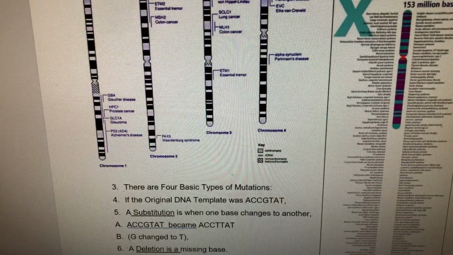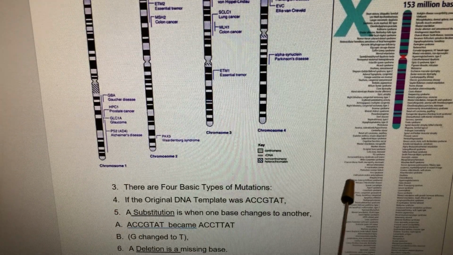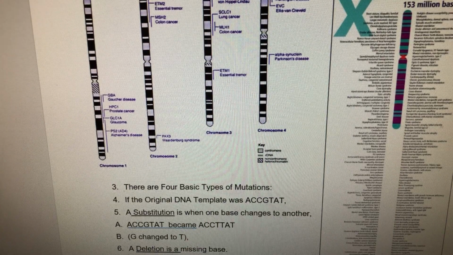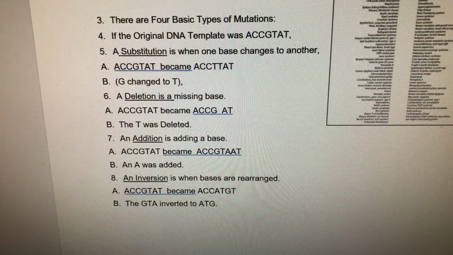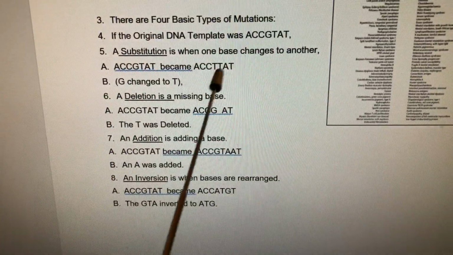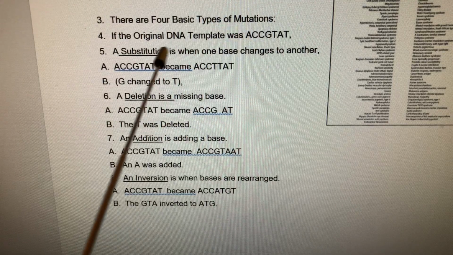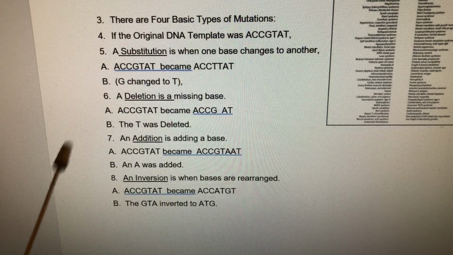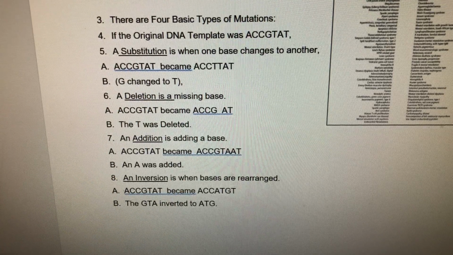Let's move on. Here are some chromosomes with many different mutations that occurred. In fact, on the X chromosome alone, all these hundreds of mutations have been characterized. There are 4 basic types of mutations. If the original DNA template was ACCGTAT, that's its readout, a substitution is when one base changes to another. In this case, the G became a T.